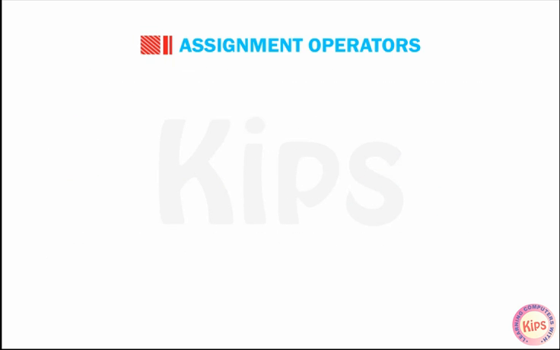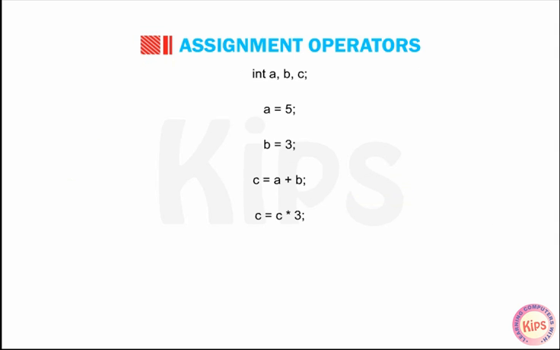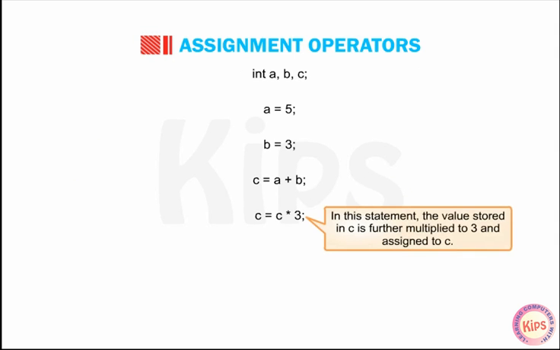int a, b, c; a = 5; b = 3; c = a + b; In the statement, the value of a + b is assigned to the variable c. c = c * 3; In the statement, the value stored in c is further multiplied by 3 and assigned to c.